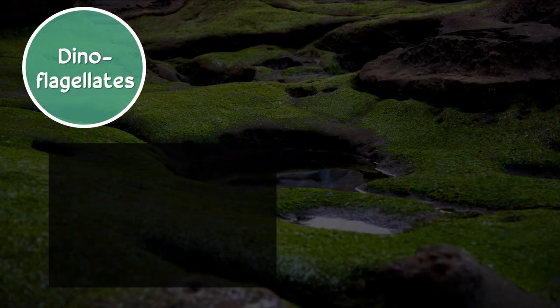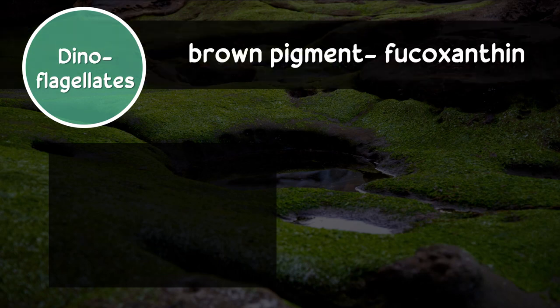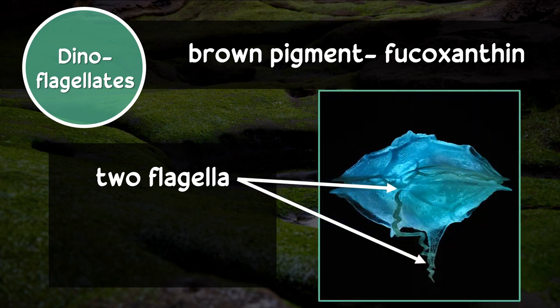Our last major group is composed of dinoflagellates. Ang mga dinoflagellate ay brown because they contain the brown pigment phocoxanthin. Pero, in addition to that, they also have two flagella. For example, sa dinoflagellate na ito, we can notice these two flagella. Yung isang flagella is free, yung nasa baba, while the other flagella encircles the cell, nasa taas, in the groove.